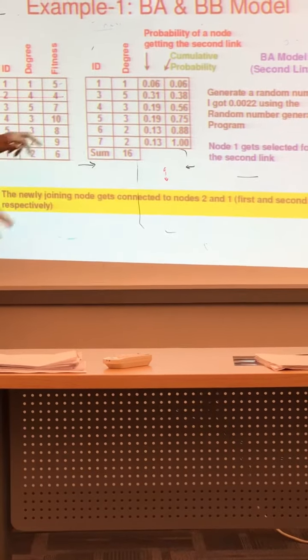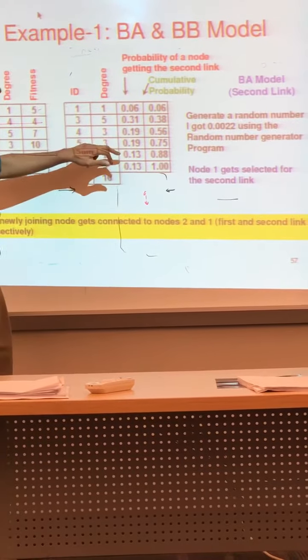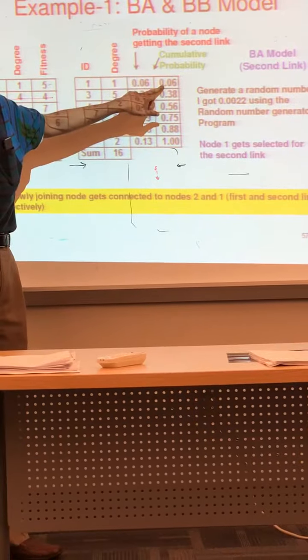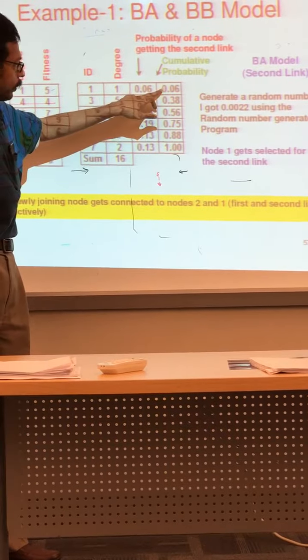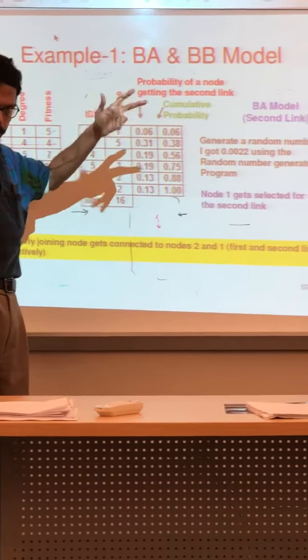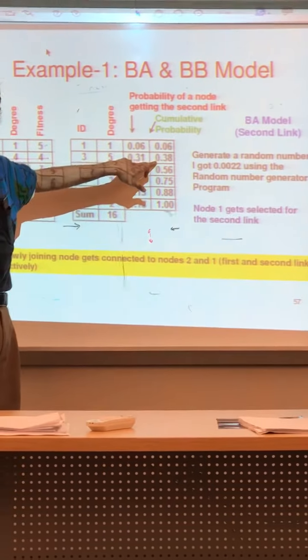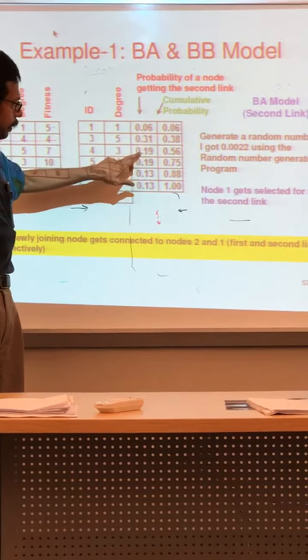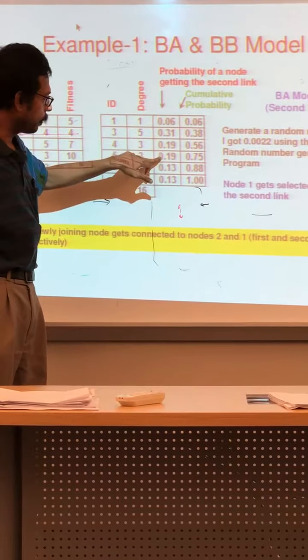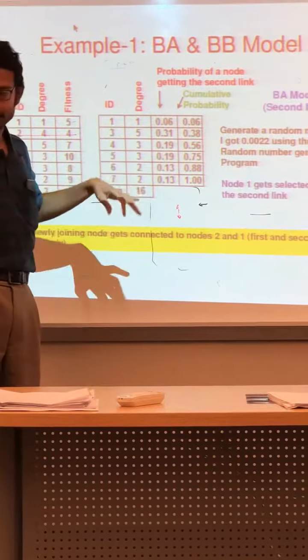So now again find the cumulative probability. How to find the cumulative probability? 0.06 for the first node, the same. Second node, 0.06 plus 0.31. I did this in Excel, so there's some round off. So this is 0.38, then 0.38 plus 0.19 is 0.56, and this plus 0.19 is 0.75, and so on.